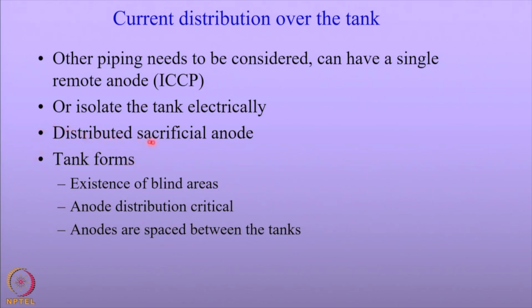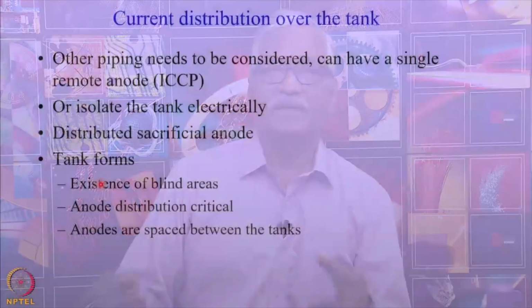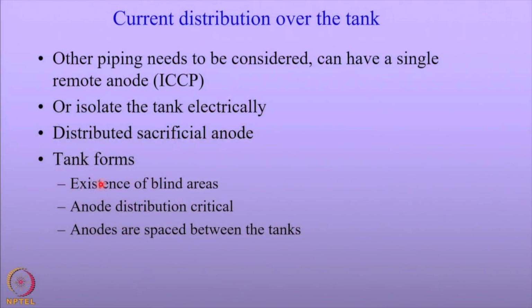You can also have distributed sacrificial anodes. There are tank farms, where multiple tanks are present, in which case you can have distributed anodes, even between the tanks. We can have the anodes installed so that the current is evenly distributed. The whole idea here is that the current distribution has to be uniform, and so the configuration of the anodes is done accordingly.